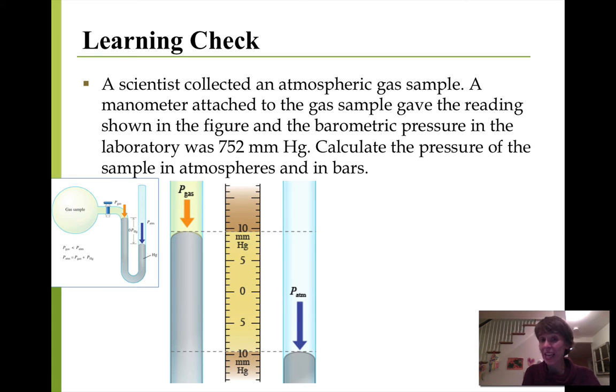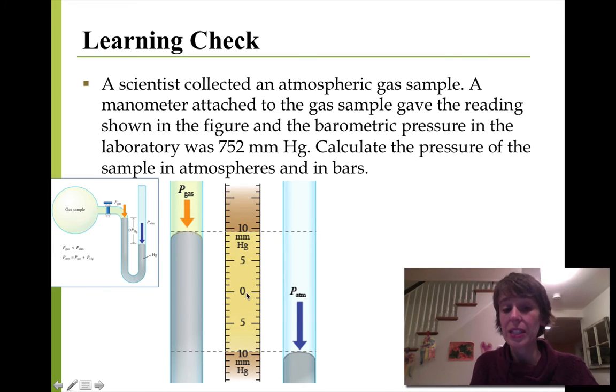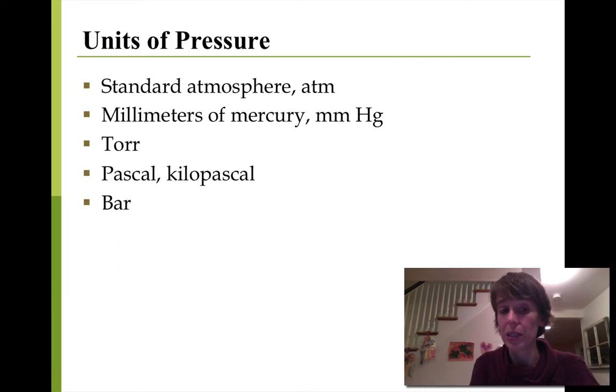We can calculate that actual pressure. We can see there's a difference between these two levels of 9 times 2, or 18 millimeters of mercury. So if we subtract 18 millimeters of mercury from the 752, that tells us that the pressure of the gas is equal to 734 millimeters of mercury.